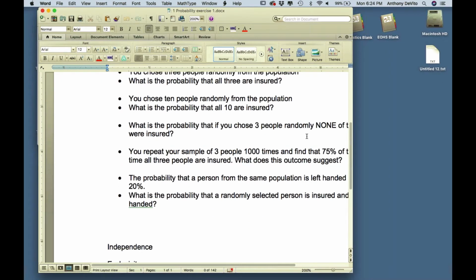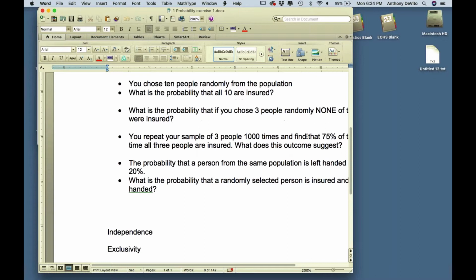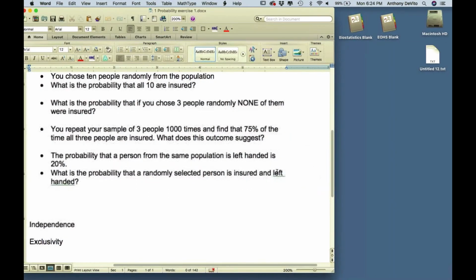Okay, so what's the probability that you choose 10 people from a random population and all 10 are insured? It's 0.8 to the 10th power, right? 0.8 times 0.8 times 0.8 times 0.8 times 0.8 times 0.8. Okay, and again, that's the probability that you randomly choose 10 of them.